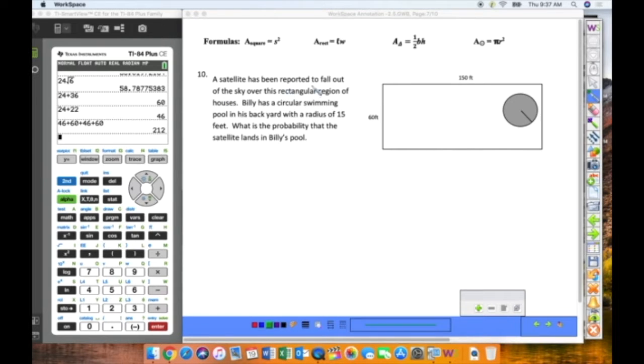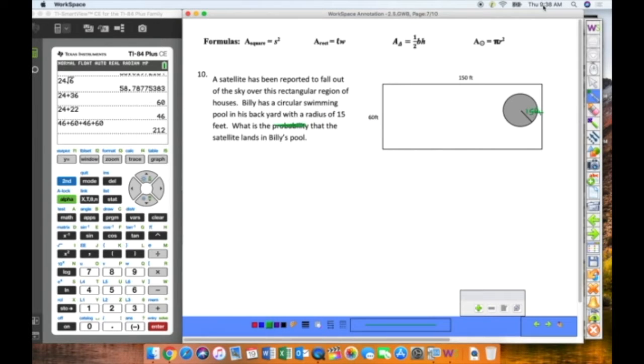A satellite has been reported to fall out of the sky over this rectangular region of houses. So there must be houses inside of there, right there. So it's in this rectangular region. Billy has a circular swimming pool in his backyard with a radius of 15 feet. So that would be this, and it's got a radius of 15. So I'm going to put that information in my picture. What is the probability that the satellite lands in Billy's pool?